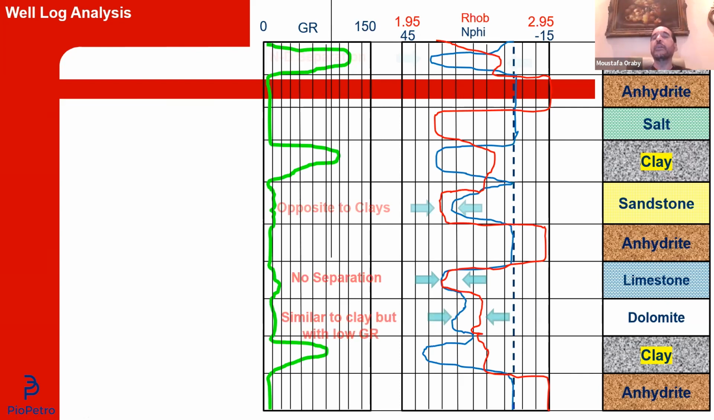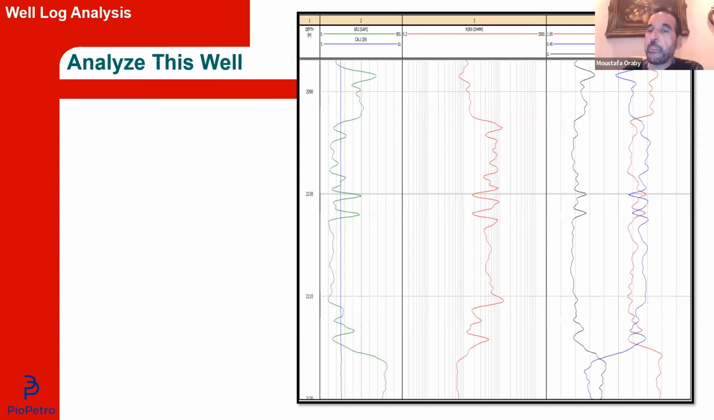Let me apply this to this example. I have neutron and I have density here. Okay, everybody can see that. Here is my neutron to the left, density to the right. How can I identify the clays? I said high gamma ray first, then neutron left and density right.